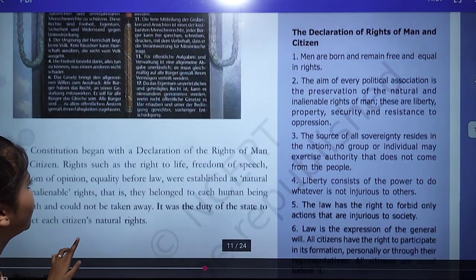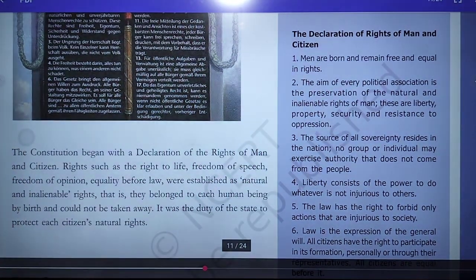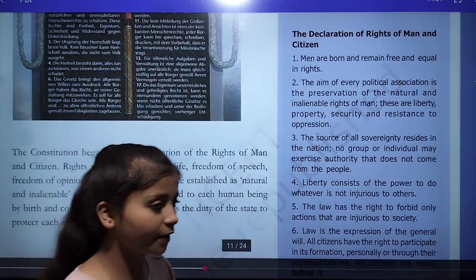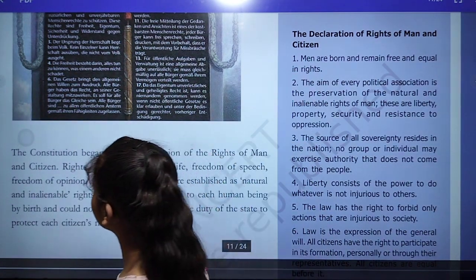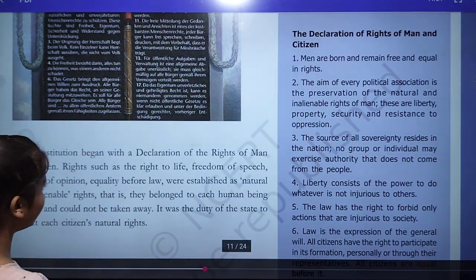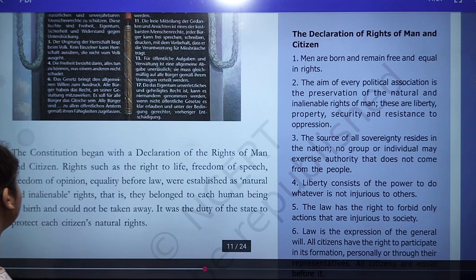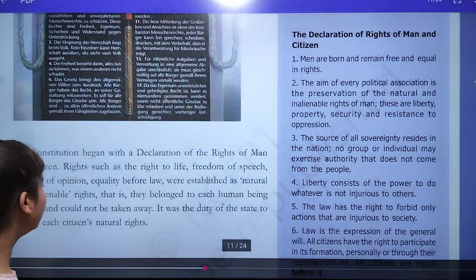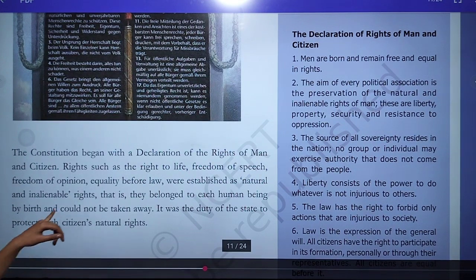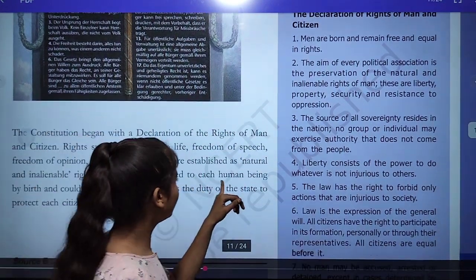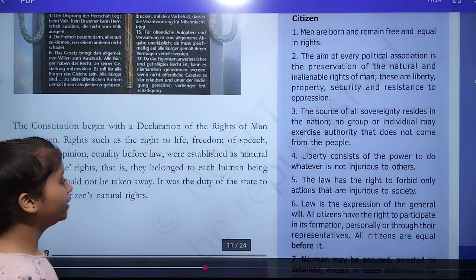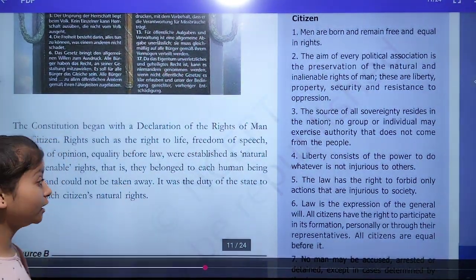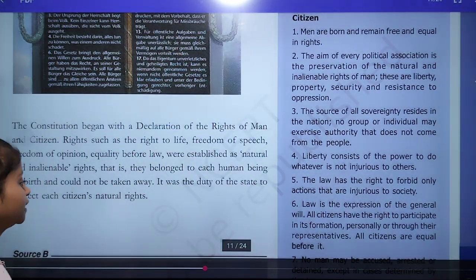The constitution began with a declaration of the rights of man and citizen. Rights such as the right to life, freedom of speech, freedom of opinion, and equality before law were established as natural and inalienable rights. That is, they belong to each human being by birth and cannot be taken away. It was the duty of the state to protect each citizen's natural rights.